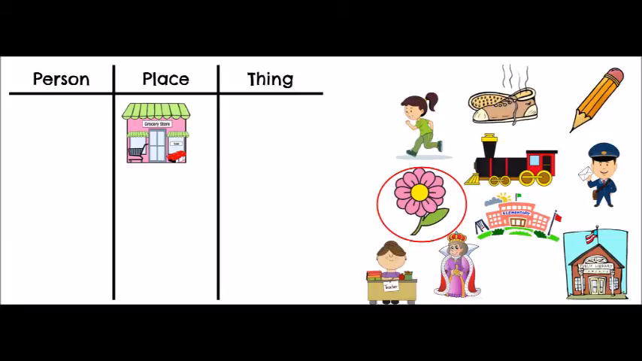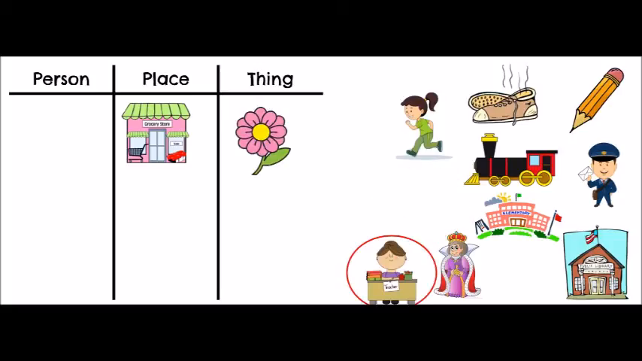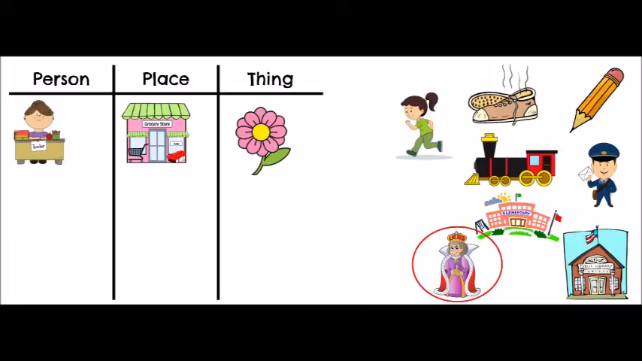Let's take a look at our next picture of a flower. A flower is not a person that you can talk to, and it's not a place that you can go. But is a flower a thing, something that we can hold in our hands? Yes, it is, so flower belongs in the thing category. Now we have a picture of teacher. Is a teacher a person, somebody that you can talk to? Yes, teacher is going to go in the person category. Okay, we will sort one more picture. Now we have a picture of a queen. Is a queen somebody that you can talk to? A queen is, so queen is going to go in the person category as well.